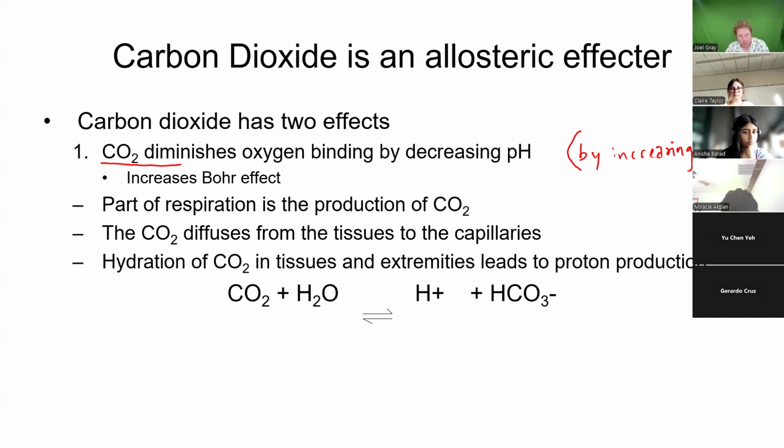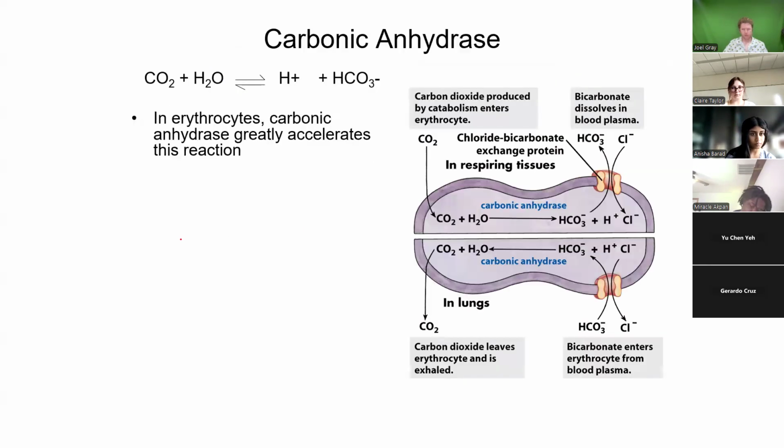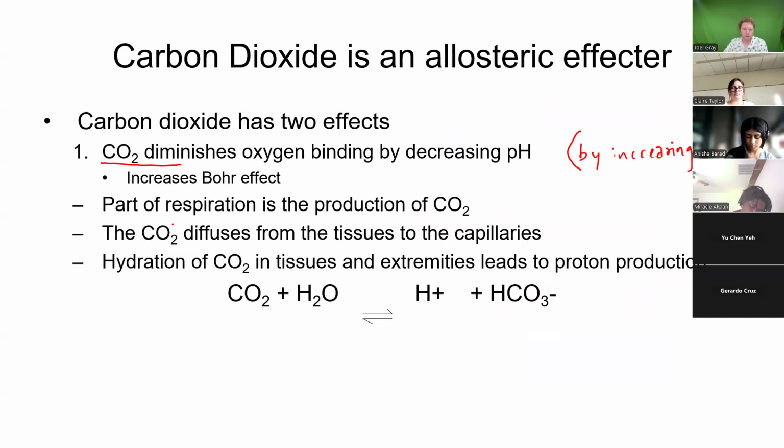That hydration of CO2 in tissues and extremities leads to proton production. So there's an enzyme known as carbonic anhydrase. Here we go. We're going to come back to this in just a second. That's kind of leading ahead.